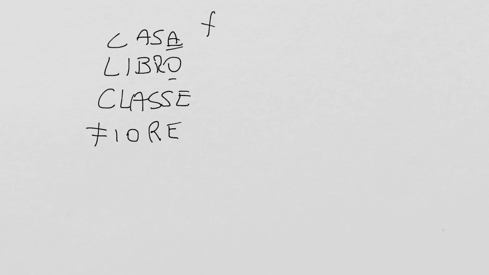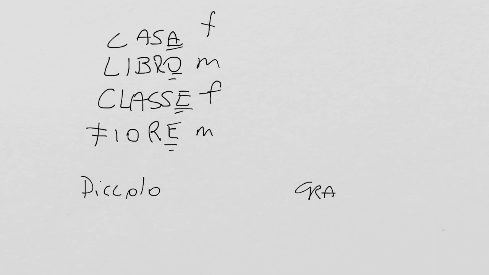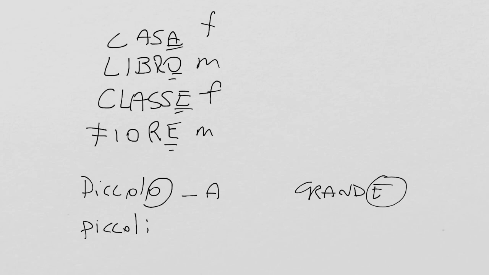Casa femminile, libro maschile, and you should know why. Now, classe, fiore, again, we don't know unless we have memorized the gender, but in any case, classe is femminile and fiore is maschile. Let's look at two very basic adjectives, piccolo and grande. Piccolo means small, grande means big. Let's look at gender first. Piccolo, piccola, and then plural, piccoli, and as you know, piccole.